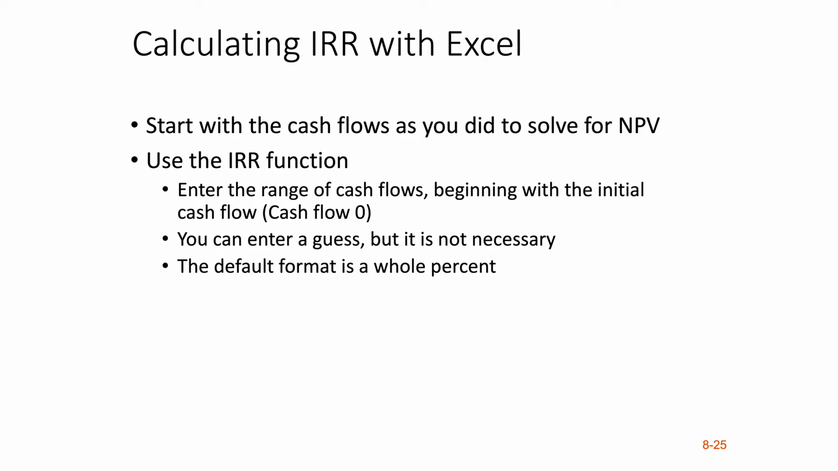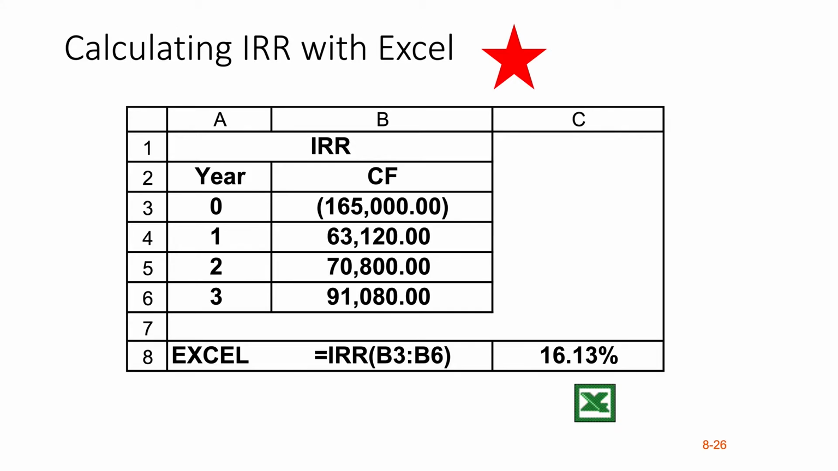For example, in this spreadsheet, I'm using the star indicator. You need to pay attention to this kind of spreadsheet example, okay? So here is your cash flow. B3 is the initial cash outflow. B4, B5, B6 are cash inflows. The Excel command is equal sign, formula, IRR parenthesis B3 to B6. Hit return. It gives you the rate of return, 16.13. Pretty straightforward. You don't need to really try and error here. You do it very quickly.